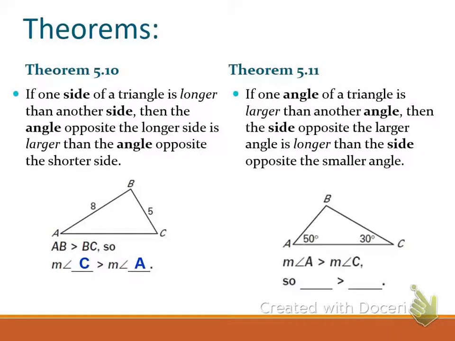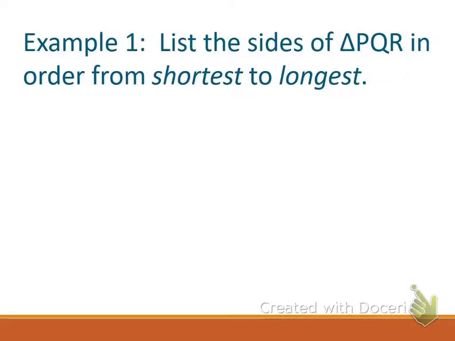We can go the other way also, right? In a triangle, if one angle is bigger than another, then the side opposite will be longer. So in other words, since angle A is bigger than angle C here, then side BC is going to be bigger than side AB. Right? And that helps us rank our sides and our angles in terms of longest to shortest, smallest to largest, or whatever. Right? So we'll use that here.